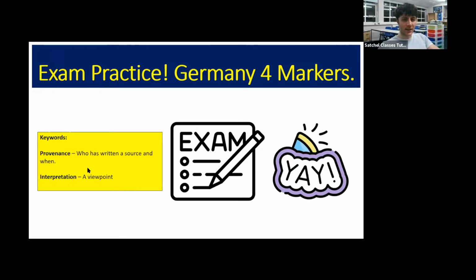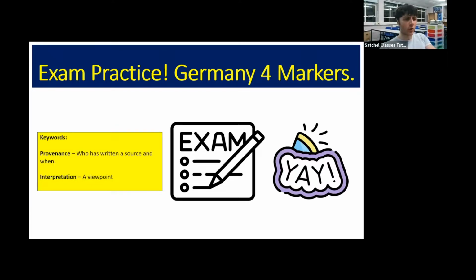Now, provenance is really just a fancy, formal word for who has written a source and when. Where's the source coming from? Who's the author? When did they write it? An interpretation is literally just a viewpoint. It's an opinion on something. So not a set of facts necessarily, although it can include facts, really an opinion about something historical.